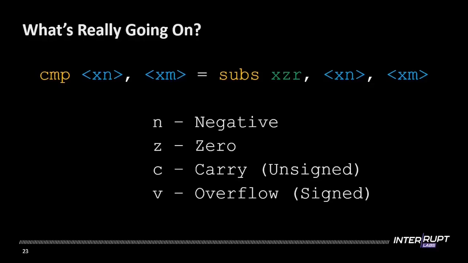And finally, there's the overflow flag, which is set if the result of a signed operation is too big to fit into a register. So this happens if you're adding 2 very large positive numbers or 2 very large negative numbers.